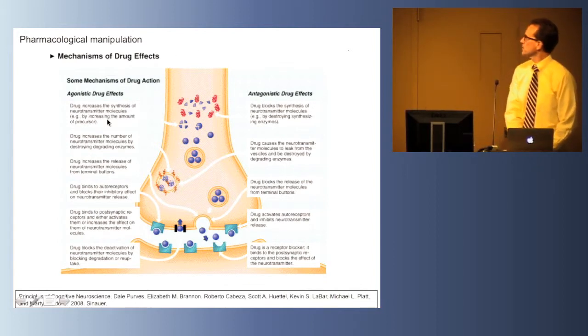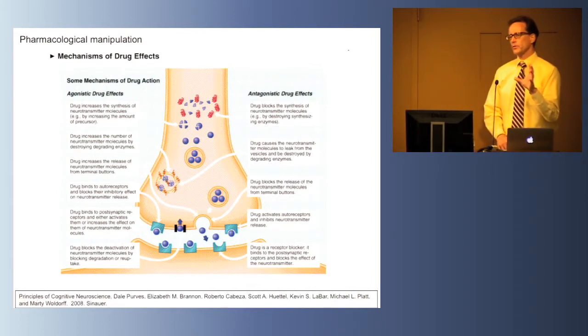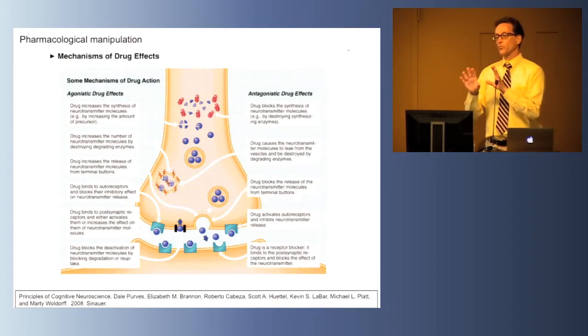So in the upper left, an agonist drug can be a drug that increases the synthesis of the neurotransmitter molecule. So if I put more neurotransmitter in the vesicle, or I make more vesicles, each action potential that comes down and releases a neurotransmitter will release more neurotransmitter. So it will have more net effect on the postsynaptic membrane.